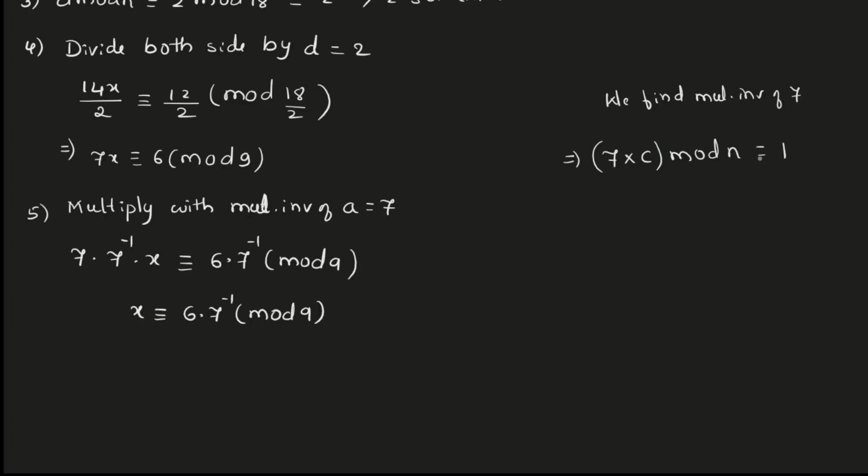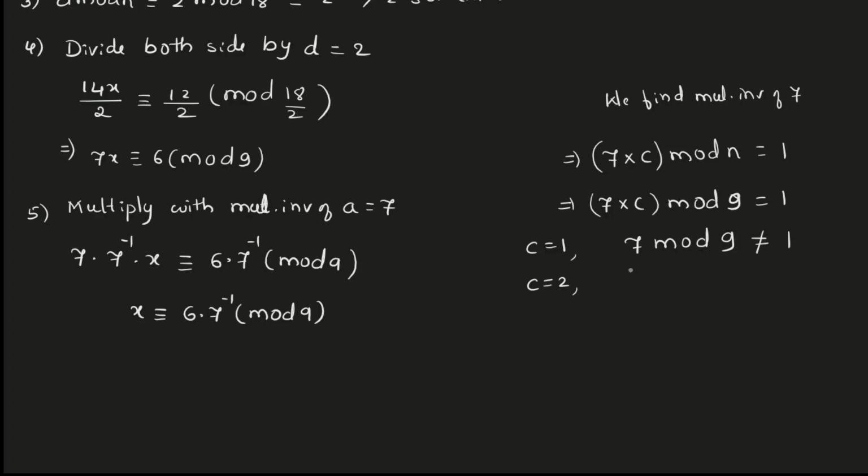So what is our mod n here? 7 into C, our n is 9. Yes, this is our 9. So 7 into C mod 9 equals 1. We need to check for which value of C the product, divided by 9, leaves remainder 1. Go on putting the values. For C equal to 1, 7 into 1 is 7, and 7 mod 9 is not equal to 1. Yes, of course, 7 is the remainder.